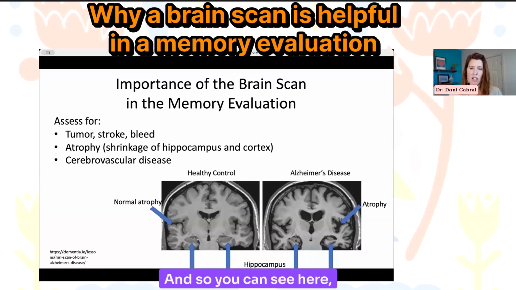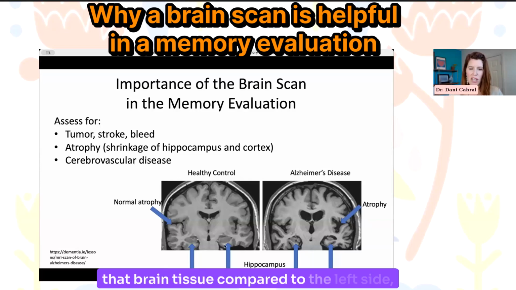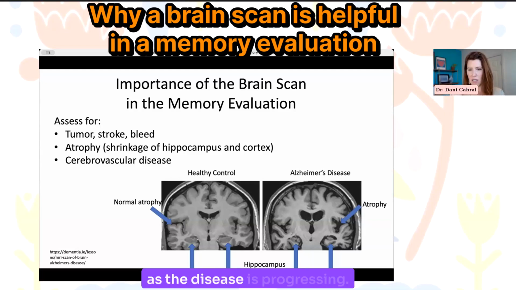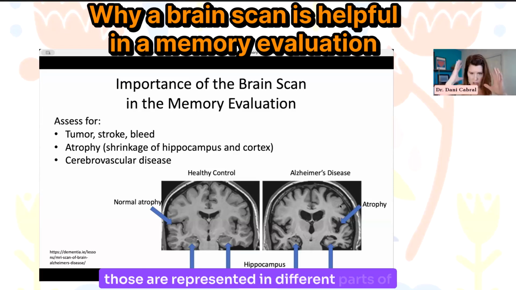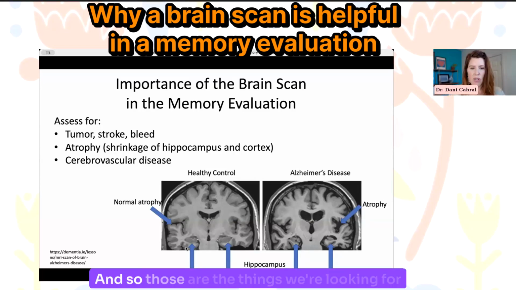And so you can see here that brain tissue compared to the left side, which is the normal healthy brain, which is much plumper. The one on the right, the Alzheimer's brain, is not. It's a little more shriveled up. And then we have atrophy of the cortex in Alzheimer's disease, which you're going to see as the disease is progressing. The cortex is the outer part of the brain, which controls all the higher thinking functions like language, visual spatial skills, executive function, which is like planning, multitasking, organizing. And so those are represented in different parts of the brain. And so those are the things we're looking for.